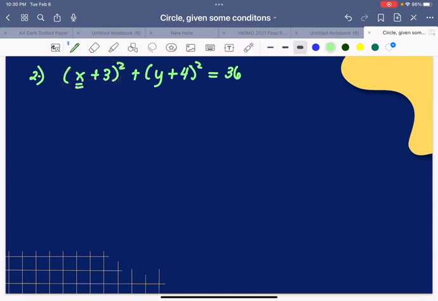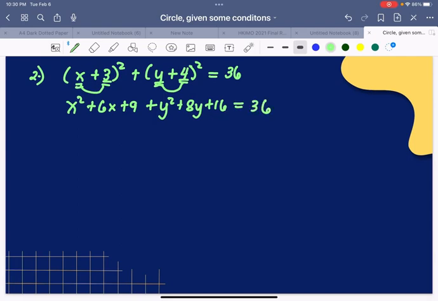So x times x, that is x squared. X times 3, that is 3x times 2, plus 6x. Then 3 times 3, that is 9. Next, here, in this binomial, y times y, squared, y times 4, that is 4y times 2, so that is 8y. Then 4 times 4, 16 is equal to 36.